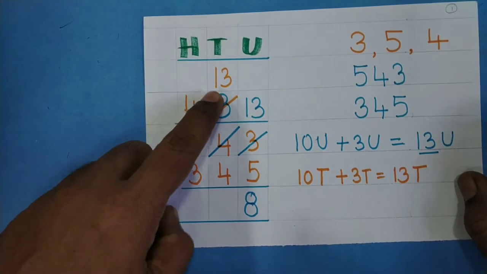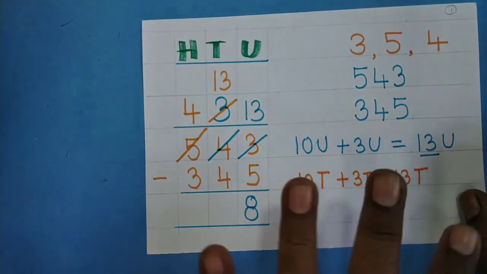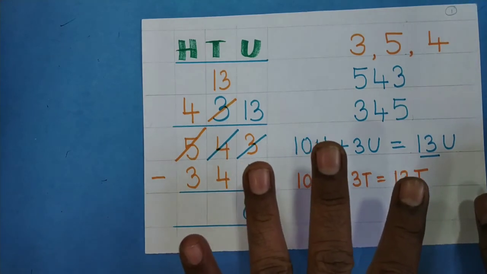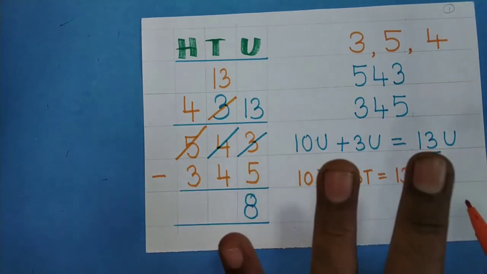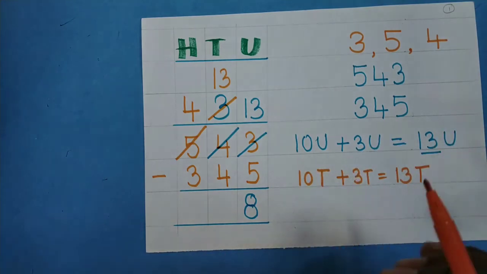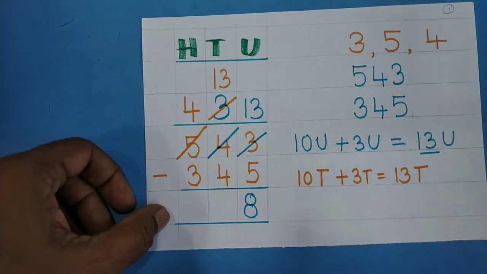Now 13 is bigger than 4. Keep 13 in your mind, and 4 you have to subtract by doing backward counting. 12, 11, 10, 9. So 9 is the answer here. So you got 9 here.